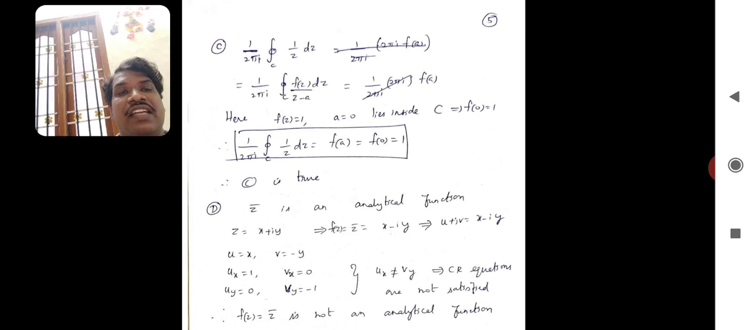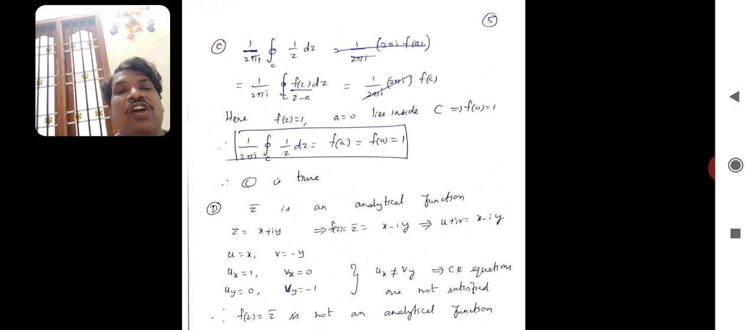So the answer for the integration is 1 by 2 pi i into 2 pi i into f of a, where the a value is 0 and the f of z value is 1. So the f of 0 value is also 1. Therefore the answer for the integration is 1. So option C is also true. So obviously our fourth option, option D, is not true.